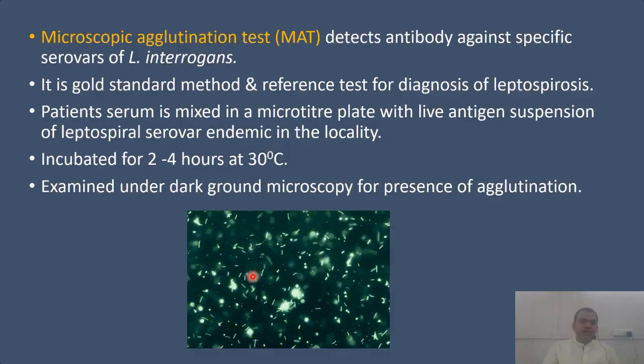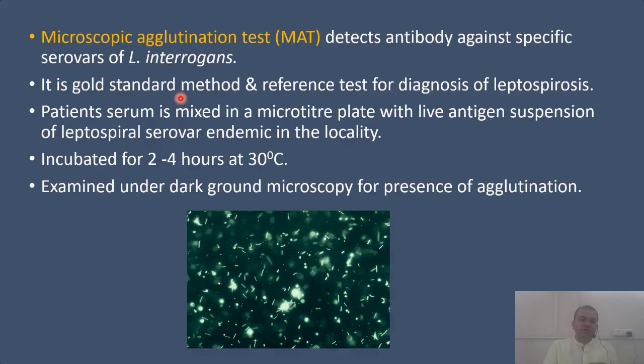Then the next important serological test is the microscopic agglutination test, MAT, which detects antibody against specific serovars of Leptospira interrogans. Here we use an antigen specifically for detection of the antibody. Which antigen will we use? Specific serovars of Leptospira interrogans. As with the nontreponemal test, here also it's antibody detection with the use of the more specific L. interrogans serovar antigen. This is the gold standard method, and it is also a reference method.